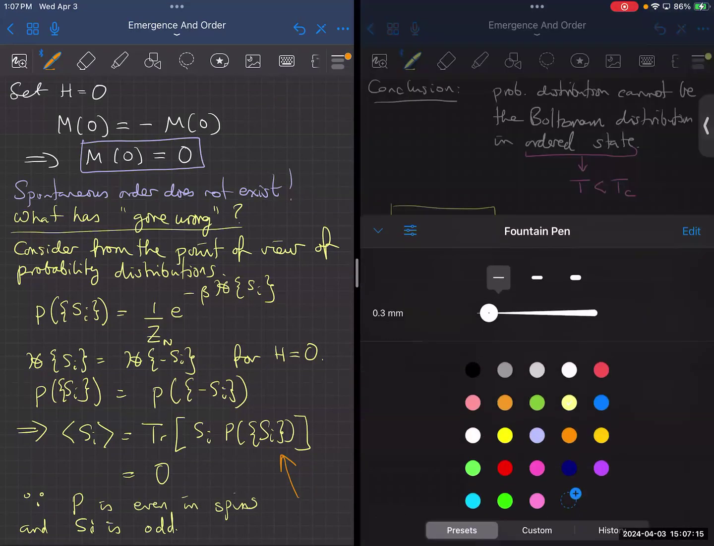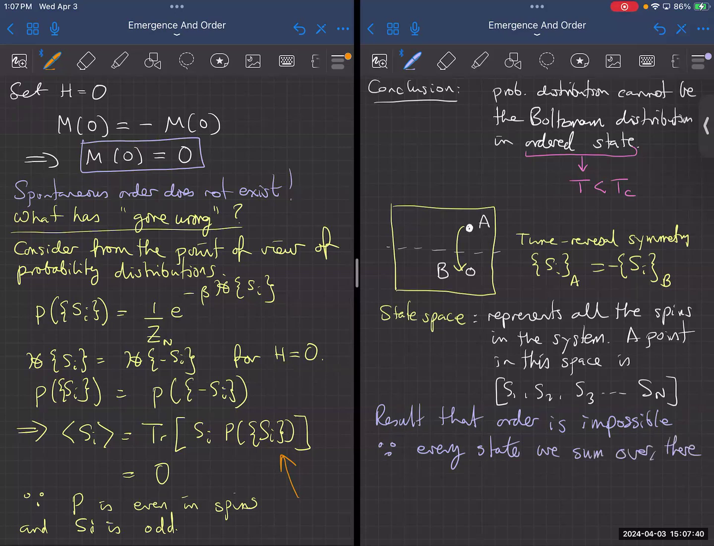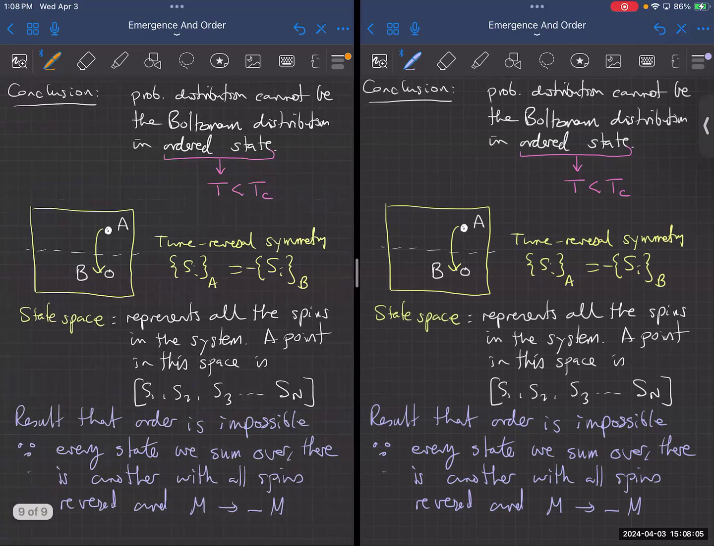So that's why we got the answer that order is impossible. We got the result that order is impossible because for every state that we sum over, there is another one with all the spins reversed, and M is minus M of that configuration, and so therefore when we add them all up, we get 0. So that's what we got. This is just a restating of it.